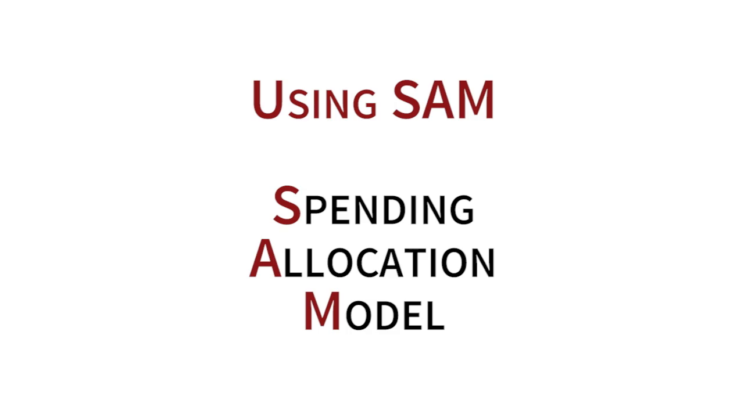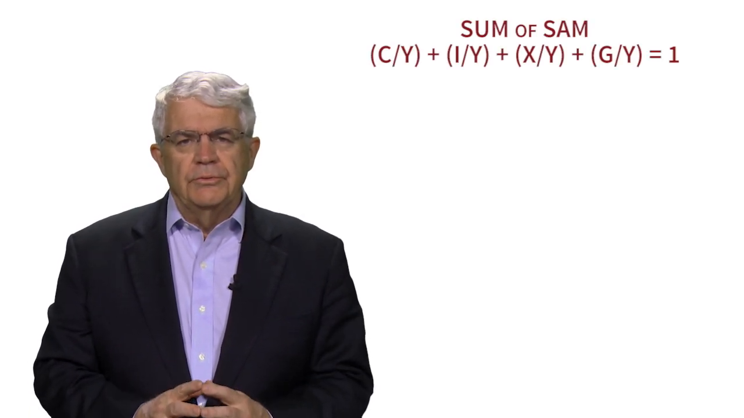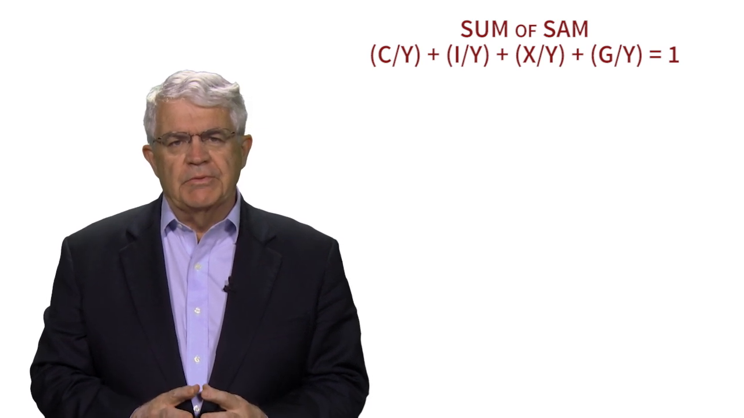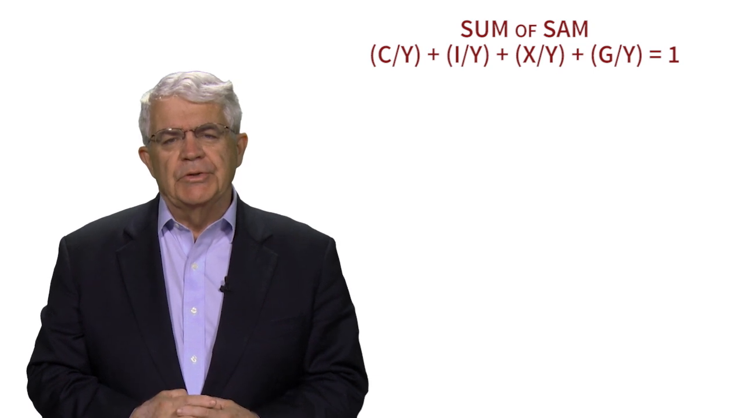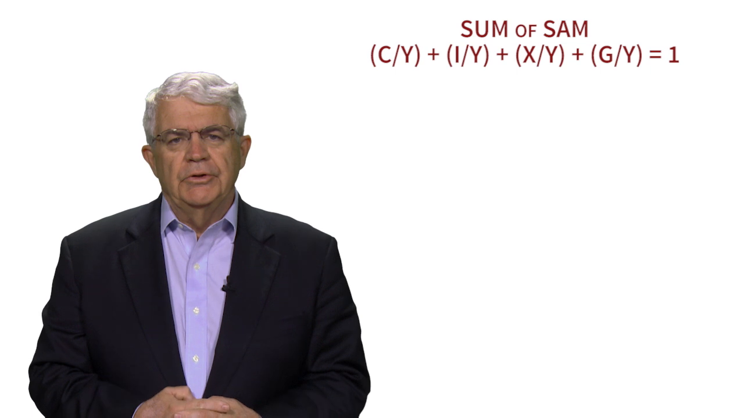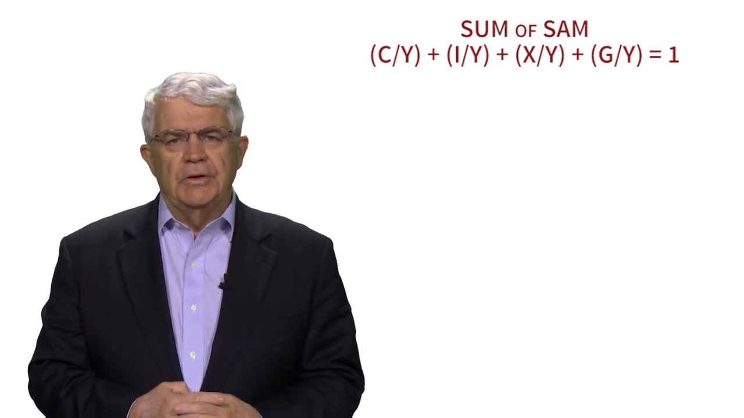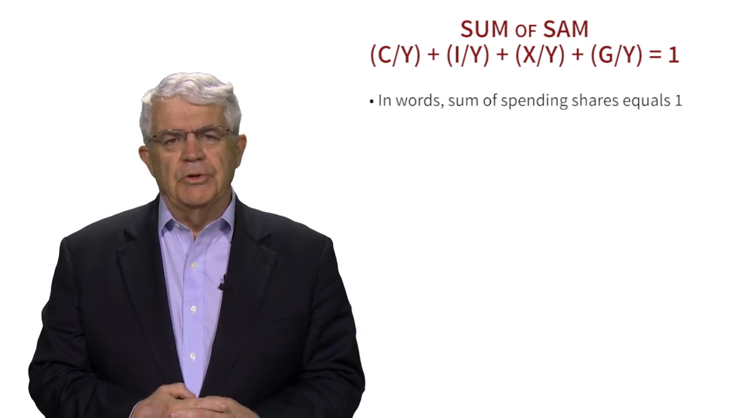In this lesson, we're going to use the spending allocation model, SAM, to analyze what's happening in the economy with respect to consumption, investment, net exports, and government purchases. Remember, we thought about total spending as consumption plus investment plus net exports, and that when we added government purchases, we got GDP. And then when we divided those by GDP, we got the sum of spending shares.